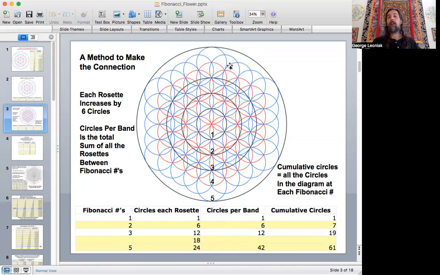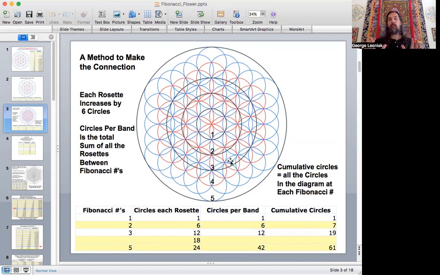And this circle pattern to get out to the fifth ring is going to be included into that. So that's 18 circles that are in that fourth ring, another 24 in the last ring. So those rosettes, the fourth and fifth rosettes, add up to the circle band, which is this band right here, of 42, and that adds on to the rest of the circles that were already 19, plus the 19, for the cumulative total of 61 circles, okay?